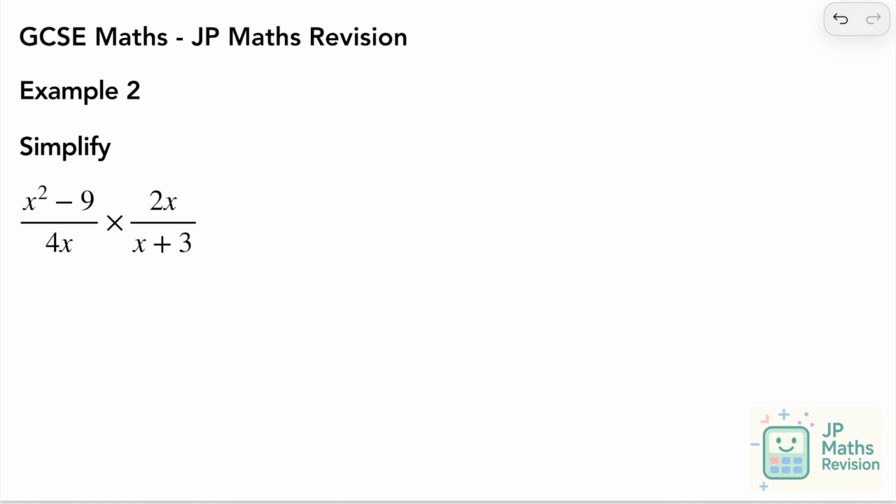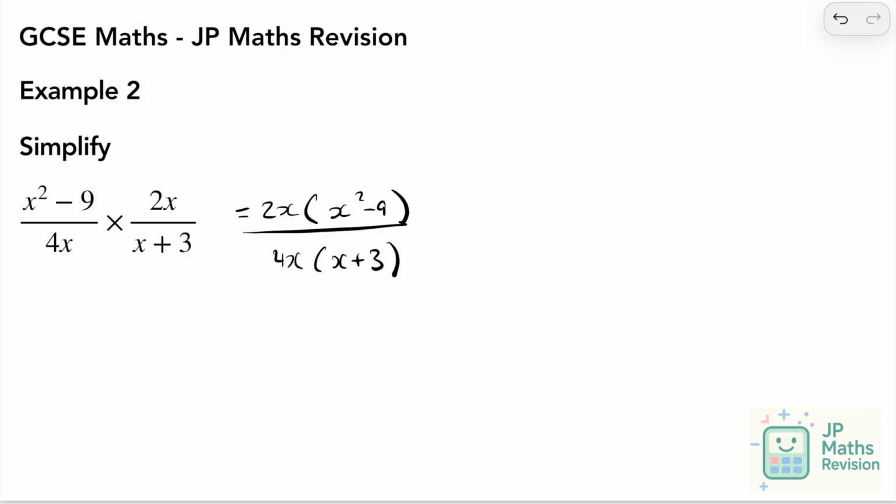Here's another example. This time we have x squared minus 9 over 4x times 2x over x plus 3. Instead of expanding when I multiply, I'm just going to write it as 2x bracket x squared minus 9 over 4x bracket x plus 3. The reason I've done this is because we're going to have to factorise anyway to simplify the result. So there's no point expanding it if we're going to end up simplifying it anyway, because we're adding a step that's a bit unnecessary.